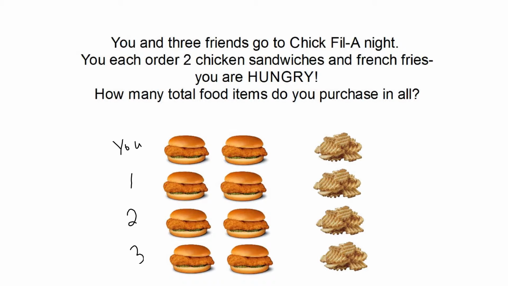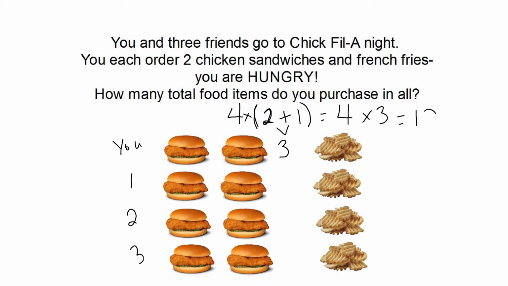So if we were to count these out, we'd say, okay, 1, 2, 3, 4, 5, 6, 7, 8, 9, 10, 11, 12. And we could write this as, we have 4 people times, and when we have a number right next to this parentheses, it means times. But we have 4 people, each of them are getting 2 chicken sandwiches and 1 French fry, right? And so if we were to add these up, we would say this is 3, and then our entire problem would end up being 4 times 3 equals 12.